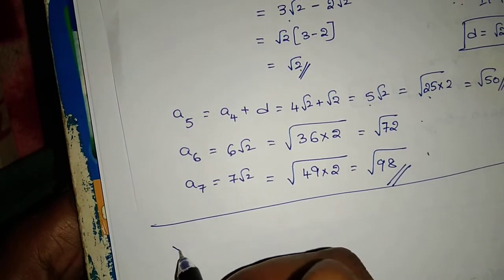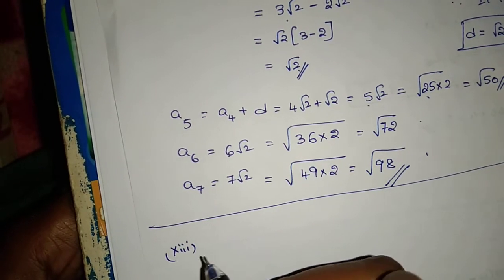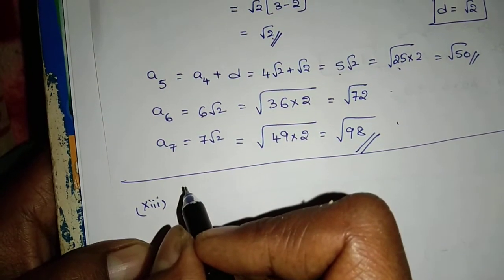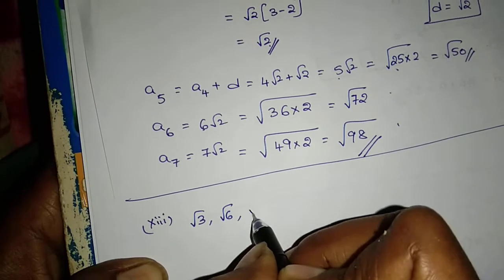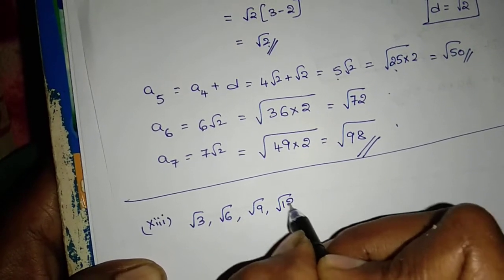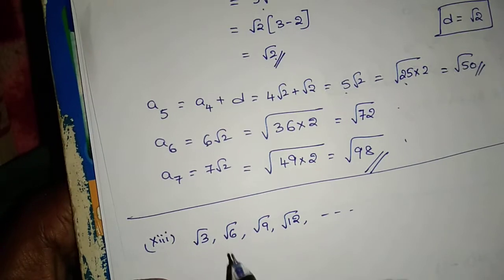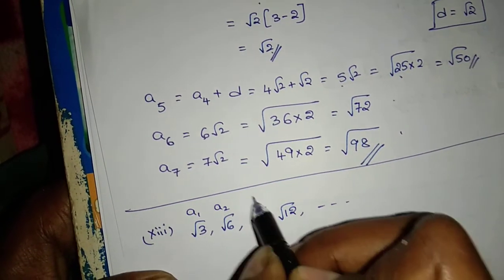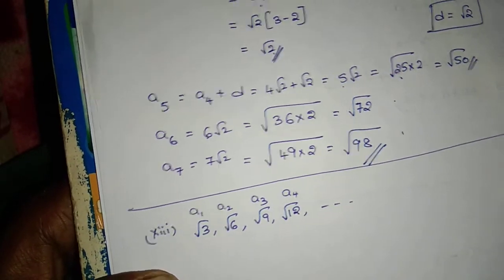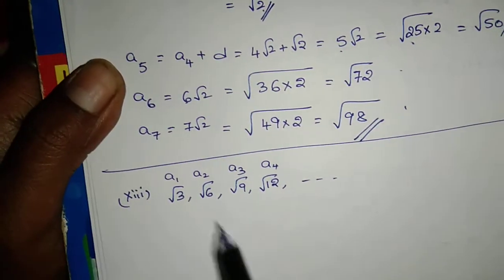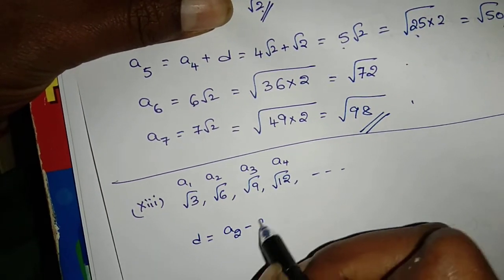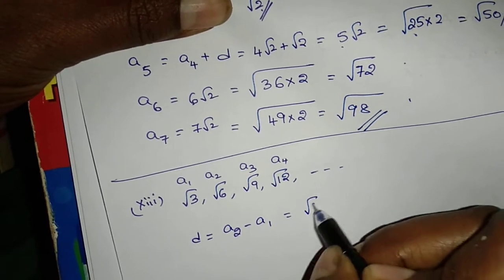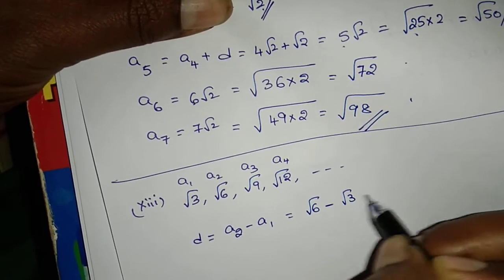See the next one. What is the question? The 13th one: root 3, root 6, root 9, root 12. This is our question. See, what is our first step? A1, A2, A3, A4. Next, what do we have to do? First, d equals A2 minus A1. The A2 value is root 6 minus root 3.